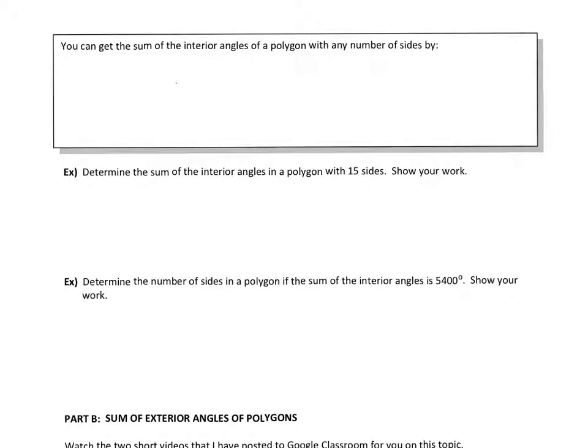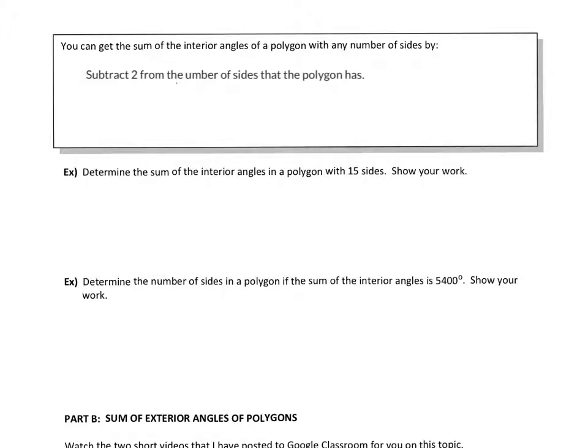Okay, to summarize our chart that's on the previous side of the page, you can get the sum of the interior angles of any polygon with any number of sides by subtracting 2 from the number of sides. So subtract 2 from the number of sides that the polygon has. Okay, so that's the first step.